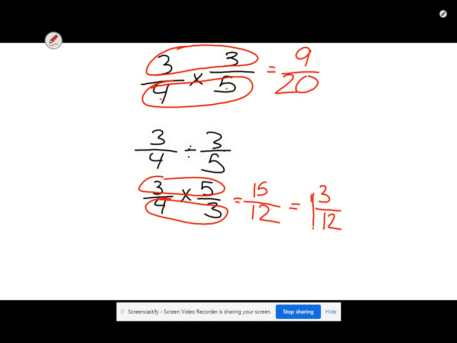How can I simplify it? What are you going to do to get the answer? Divide by what? 3. I can divide a 3 out of both 3 and 12. That is a common factor that they both share. 3 divided by 3 is 1. 12 divided by 3 is 4. So my answer is 1 and 1/4.